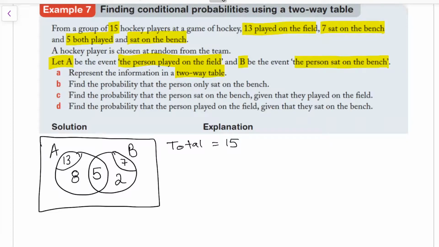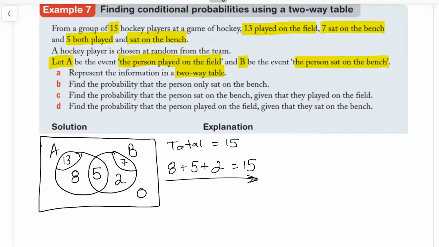Did we have any that didn't participate at all, meaning they sat on the bench? No, we didn't. We had 0 on there. Alrighty, so if you now go 8 plus 5 plus 2, we get to the total of 15.